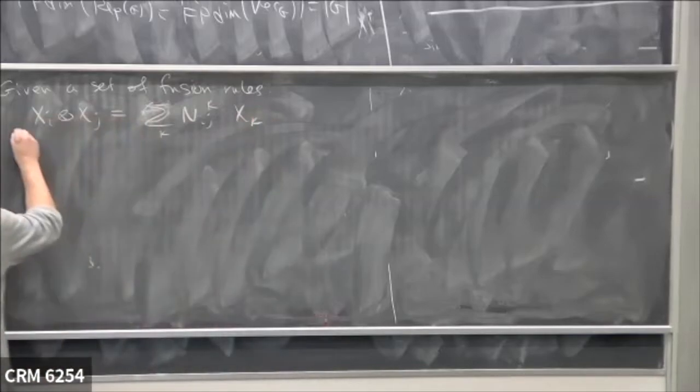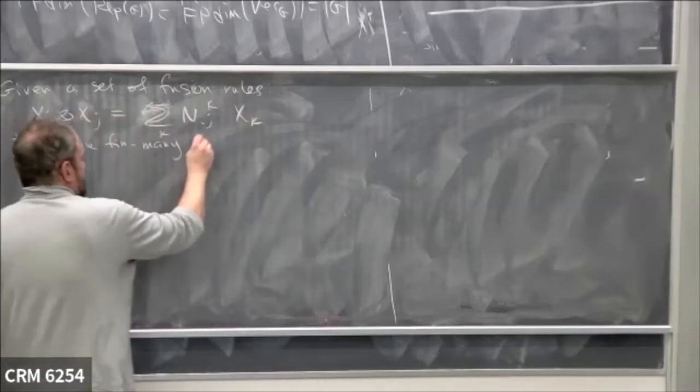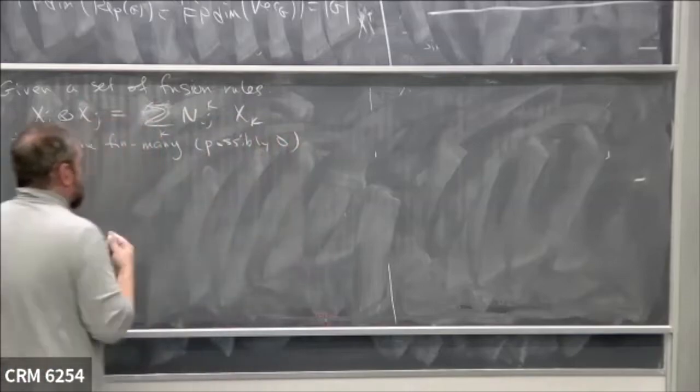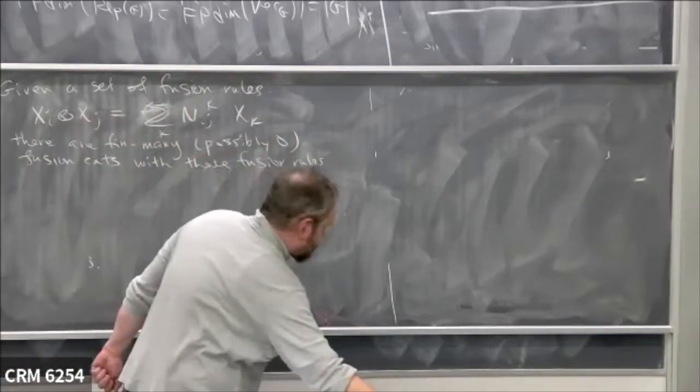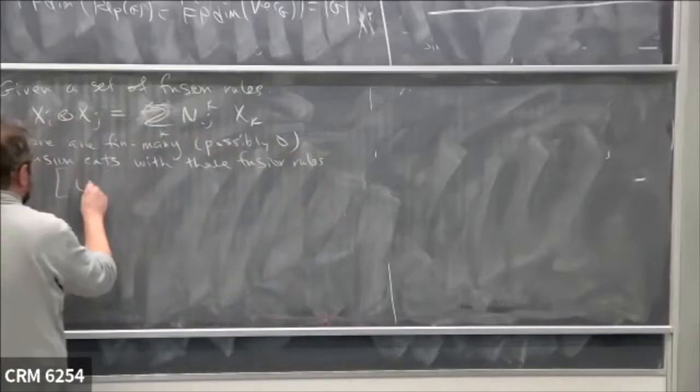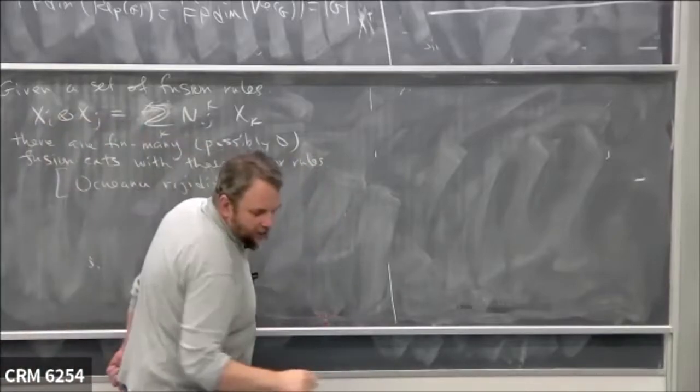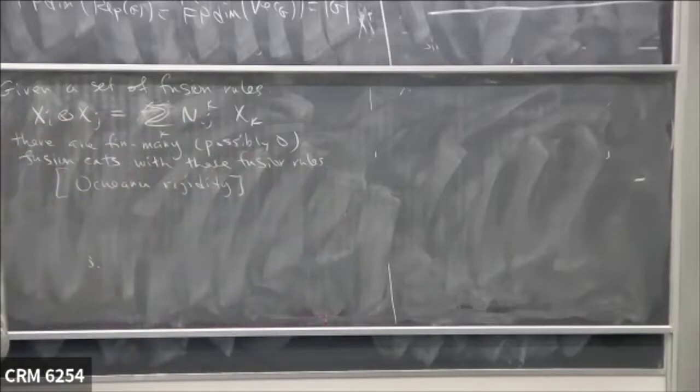There are at most finitely many, and possibly zero, fusion categories with these fusion rules. So this statement is known as the Ocneanu rigidity. What it means is that there are no deformations of fusion categories. There are no continuous families. They're all discrete. And this is good news, of course, because it makes their classification possible.